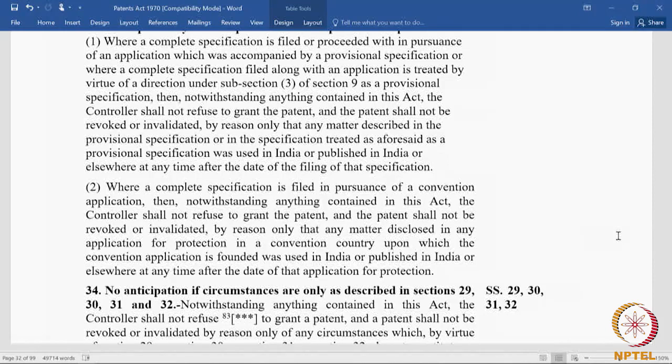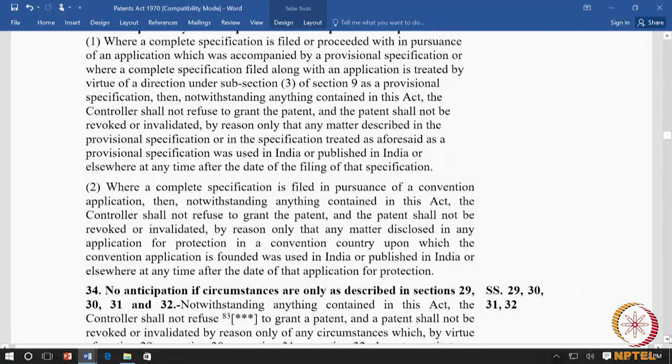So, just how you could file a provisional in India and disclose it in any part of the world, when you file the complete, the disclosure you make after the provisional will not be used for anticipation. Similarly, if you file a convention application first and then enter India, say within 12-month period, any disclosures in the meantime after filing the convention application cannot be used as ground for anticipation. So, these are all foundational principles on which international patent law is based.